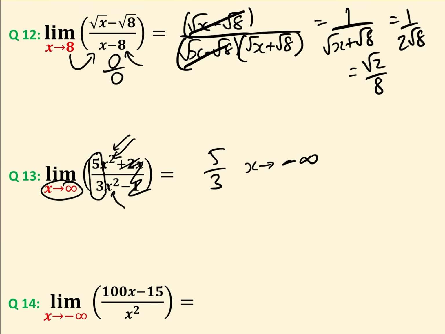Okay, question number 14. Again, we can look at the degree of the numerator and the degree of the denominator. The degree of the numerator is 1, i.e. x, and the degree of the denominator is 2 because it's x squared. This one is going to far dominate this one as we approach infinity or minus infinity. And so clearly the limit is going to equal 0 because the denominator is going to be so large as we approach infinity.